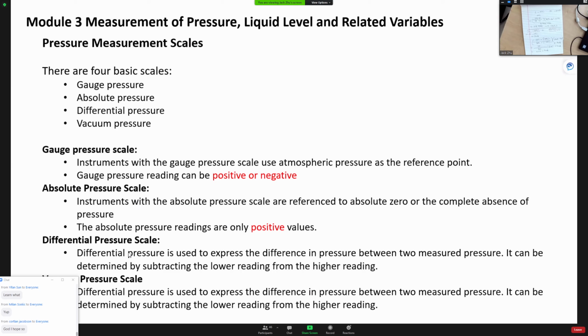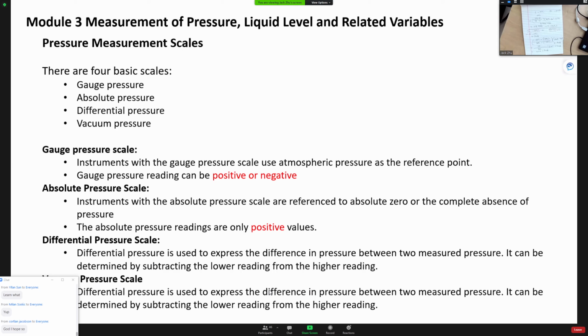Differential pressure is usually used when we try to measure the flow of a liquid in a pipe. One way of measurement is to take the differential pressure between 2 points. We can figure out how much liquid or gas is flowing in the pipe. That's something we're going to talk about slightly later.